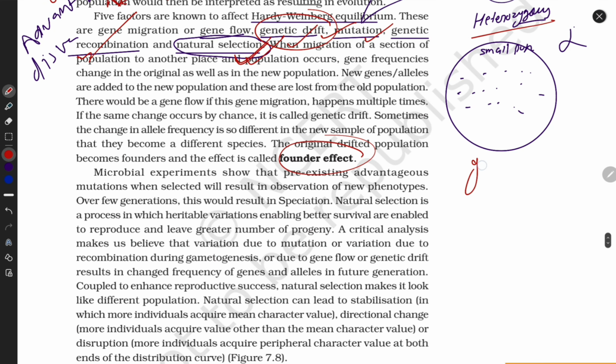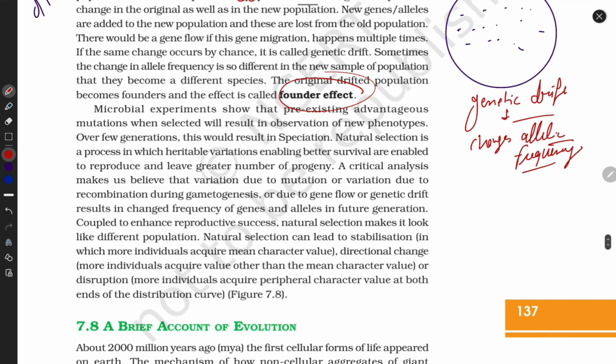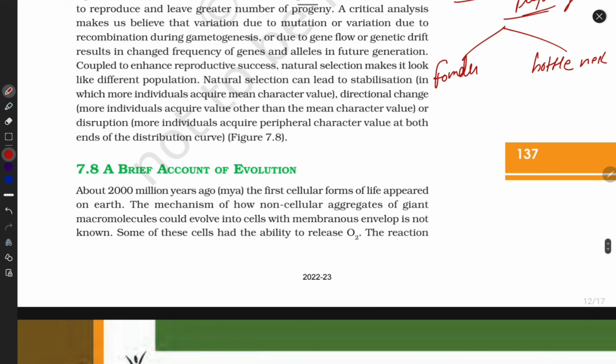Now guys, what is genetic drift? Simple. Change in allelic frequency. Don't worry guys, relax. I will teach you. Simple meaning, a change in allelic frequency. Now something changed at their genetic level. How? They divided genetic drift into two parts, founder effect and bottleneck effect. I am going to teach you one by one what the founder effect is and what the bottleneck effect is.